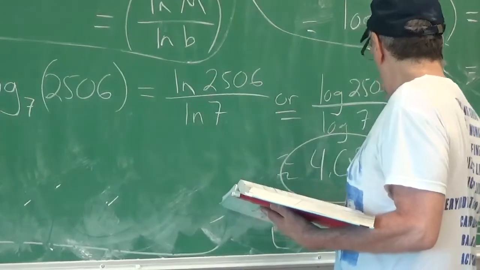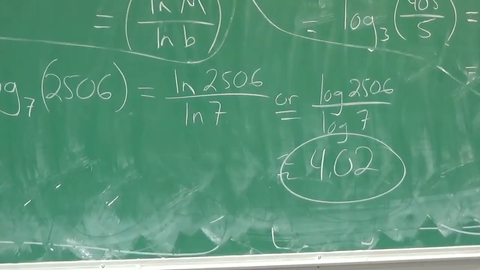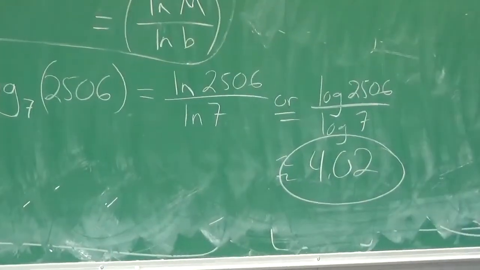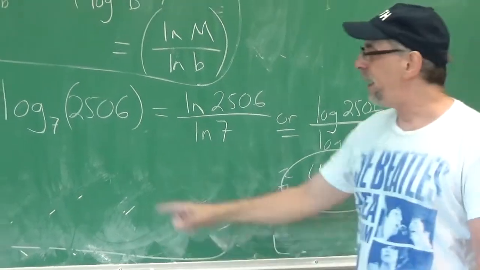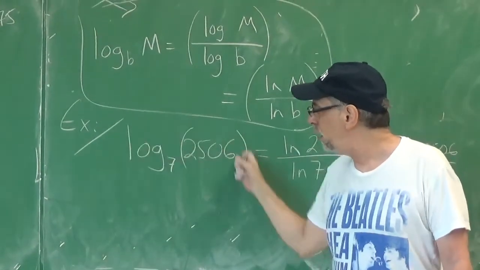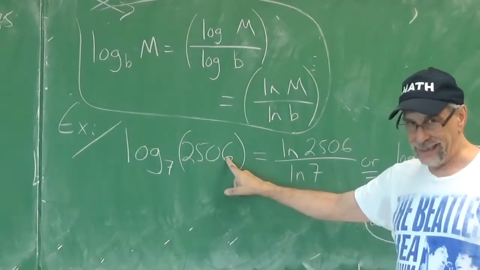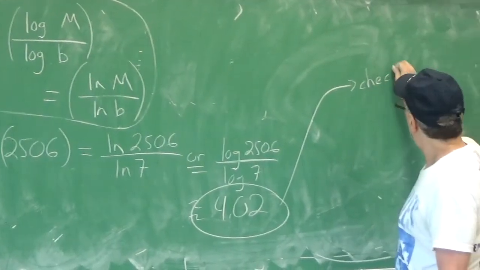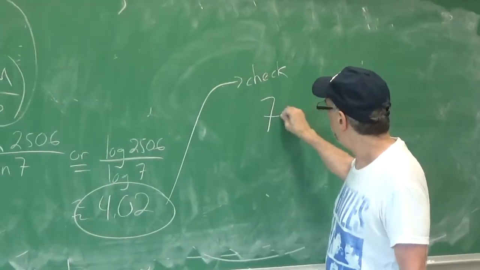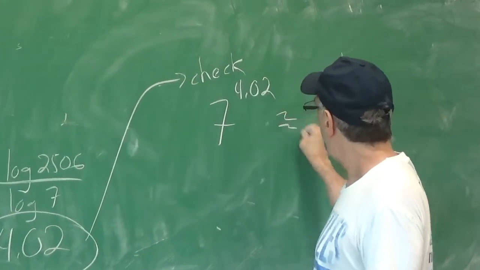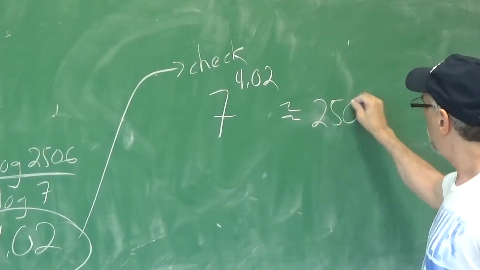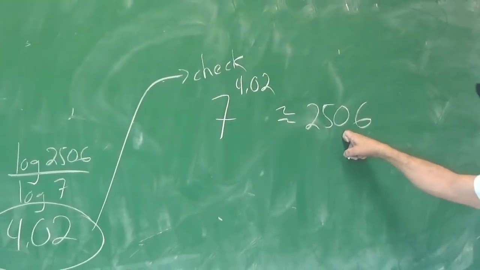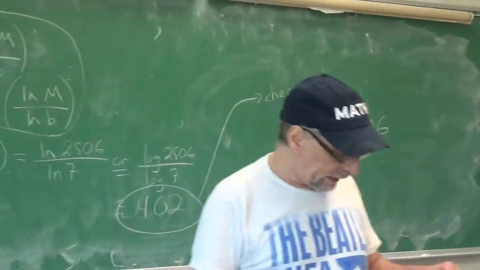Now also, remember how easy this is going to be to check using our definition of logs. If our answer is right, and what this is saying is we're looking for the exponent that if I put it on 7, I get this number. So if this is the exponent, to check, I'm going to say 7 raised to the 4.02, and that's going to come out somewhere close, depending on if we rounded it all here. But you should get a number very, very close to 2506. And that's the change of base.